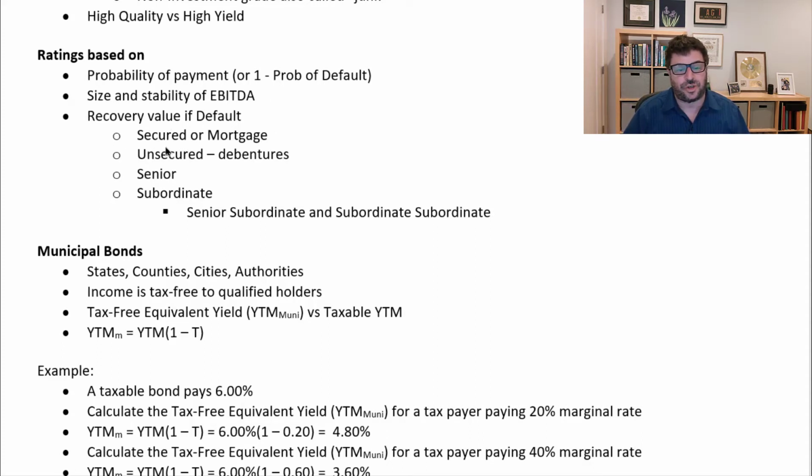So is the bond secured by an asset or real property? If it's secured by real property, we call it a mortgage bond. If it's not secured by a specific asset, if it's backed by the full faith and credit of the issuing entity, then the technical term is it's a debenture as opposed to a mortgage bond or a secured bond. And debentures are either senior or subordinate. And then within subordinate, you can be a senior subordinate or a subordinate. And this is going to affect where you are in terms of the waterfall if there is a default and you have to get paid back.